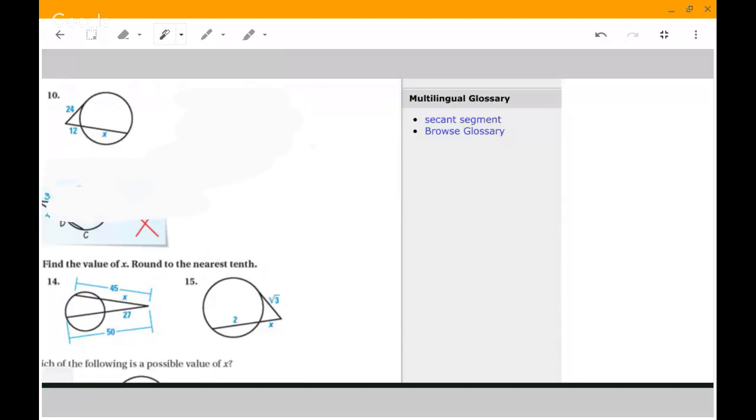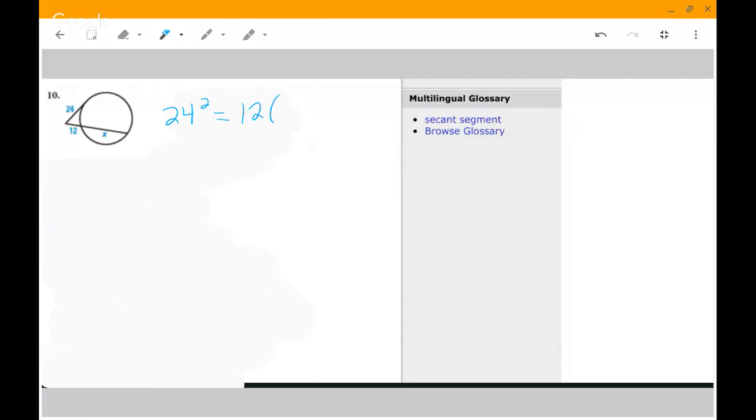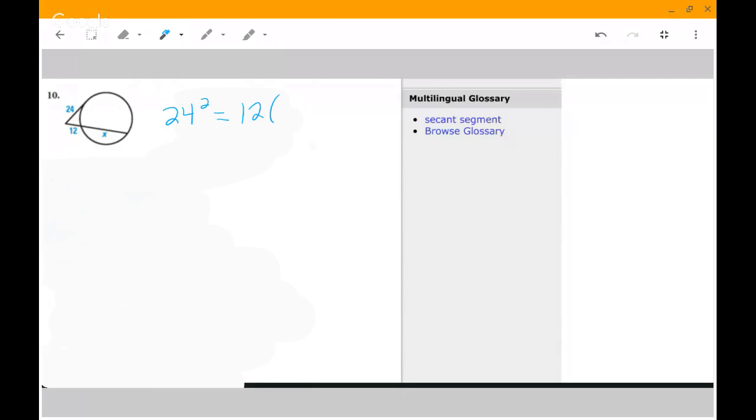So it'd just be 24 squared for that tangent piece because there's nothing else to multiply with it. So 24 squared would be that one side of the equation. What would the secant part of the equation look like? 12 times x, or 12x. Not quite. What's the whole piece? Would it be 12 plus x? Yeah, there you go. 12 plus x.